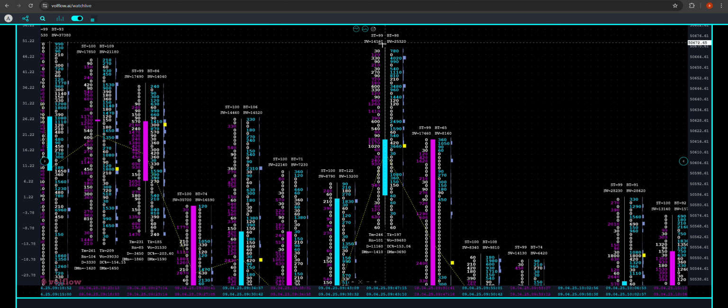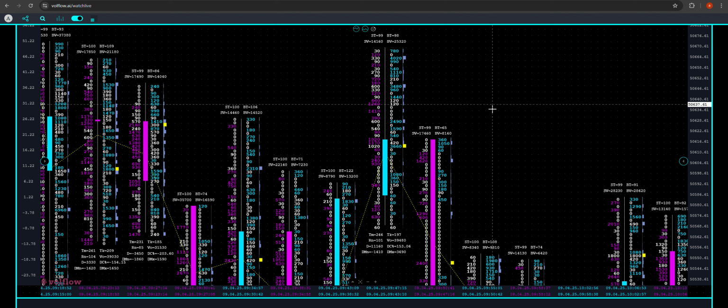The market sellers are 14,000, but buyings are 25,000. It's almost like 10,000 more, right? But still they couldn't push it. That means sellers are kind of stopping it. So now where do you enter?